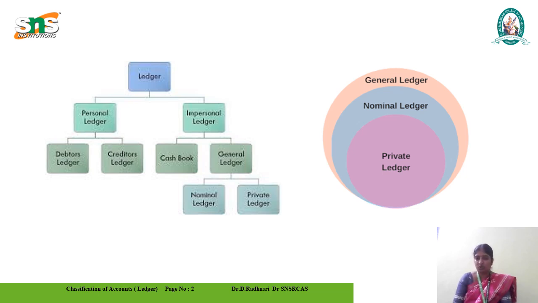What is the cash book? The cash book is where the account is put in for cash, and it is converted into the cash book. Then we want to know the general ledger. The general ledger is nothing but the nominal ledger and the private ledger.